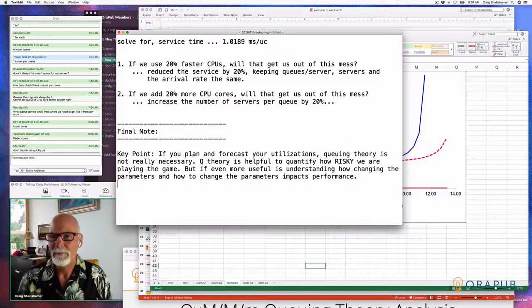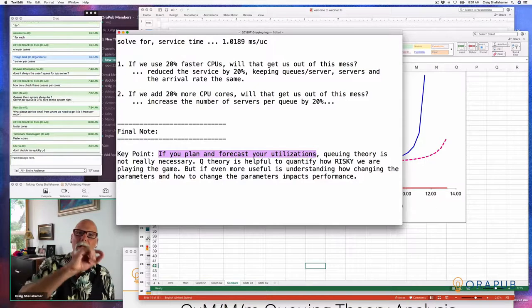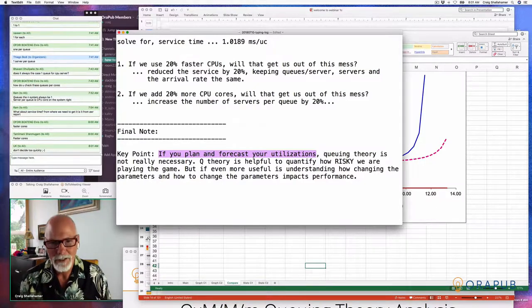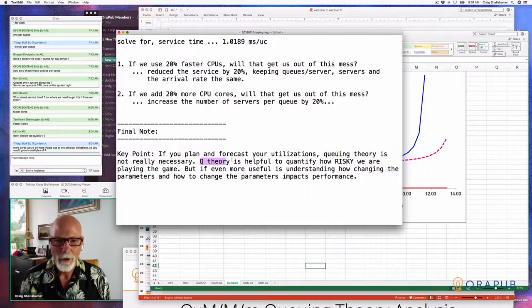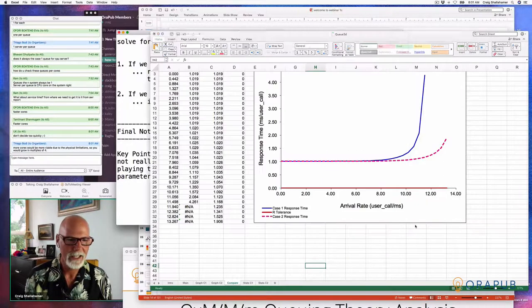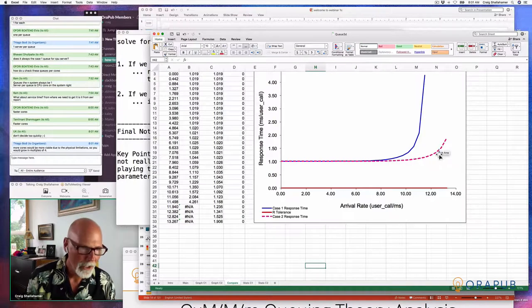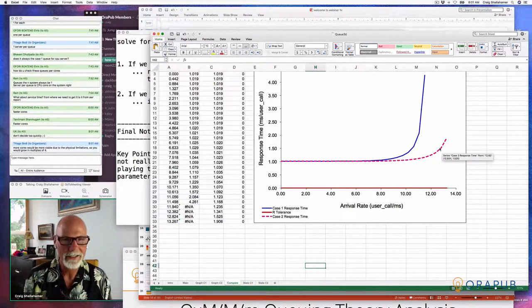So the key point: if you plan and forecast your utilizations, like you actually plot the utilization growth over time, queuing theory is really not necessary. I'm serious. What queuing theory is most useful for is that it helps you quantify how risky the game we are playing is. If you put the numbers in and say, listen, in 6 months we're going to be here, that is risky. Are we exactly going to be at the forecast utilization? No. But clearly, we've detected some risk. That's what this is really useful for.